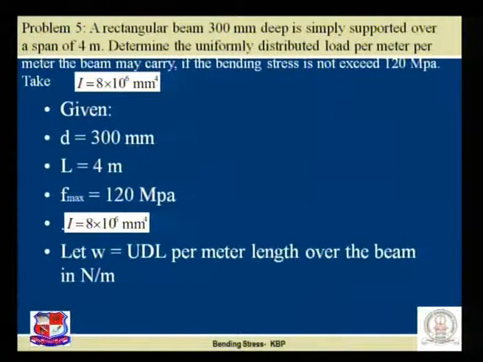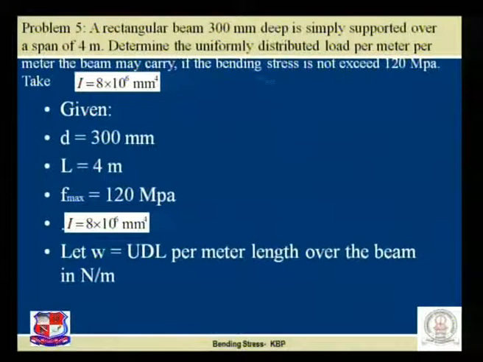Next problem, number 5. A rectangular beam 300 mm deep is simply supported over a span of 4 meter. Determine the uniformly distributed load per meter length of the beam that it may carry if the bending stress does not exceed 120 megapascal. The value of I has been given to us as 8 into 10 raised to 6 millimeter raised to 4.